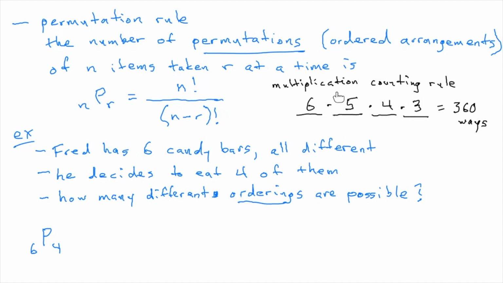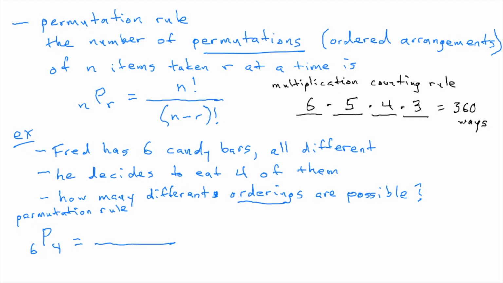So there's the multiplication counting rule. You can do it that way, but let's do it with the permutation rule that we just learned. It will look like more writing because I'm going to do it in super slow-mo. All I'm doing here is taking this 6 and putting the 6 there. I'm just copying this formula and filling in my numbers.